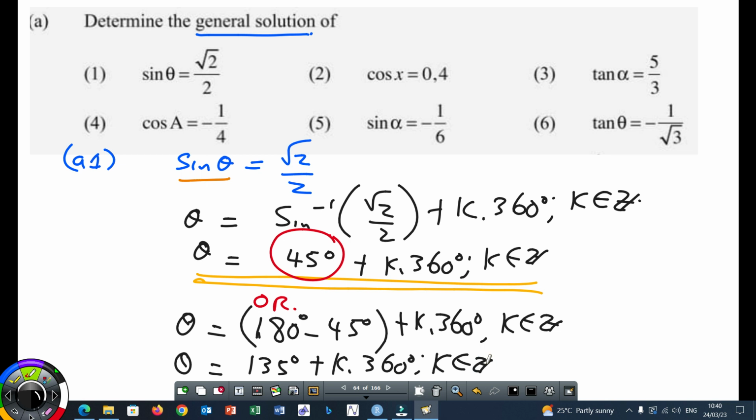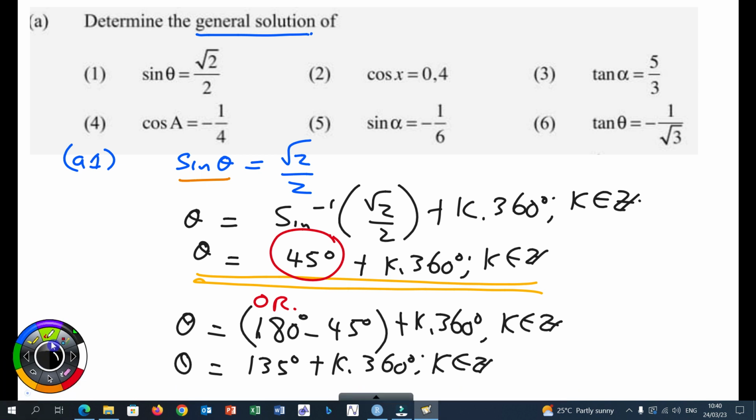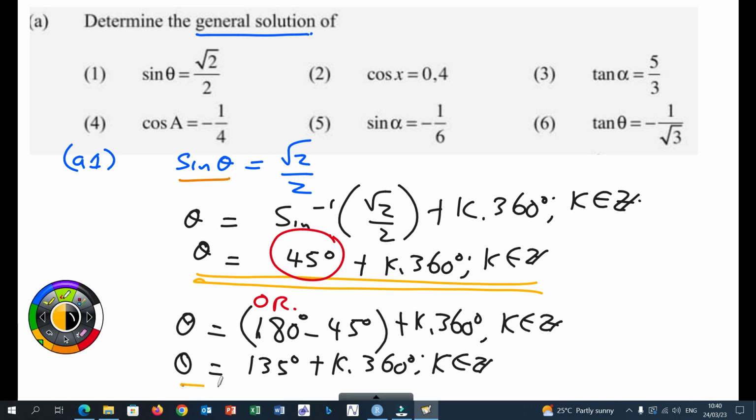Alright? So I'm done now with my two general solutions. This is sine, so it has got two general solutions. So these will be the two answers. Okay? Those two. Those are the two general solutions.